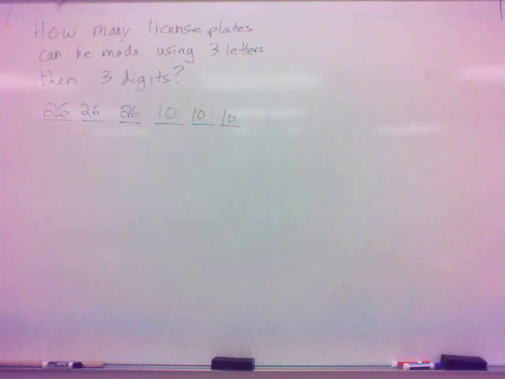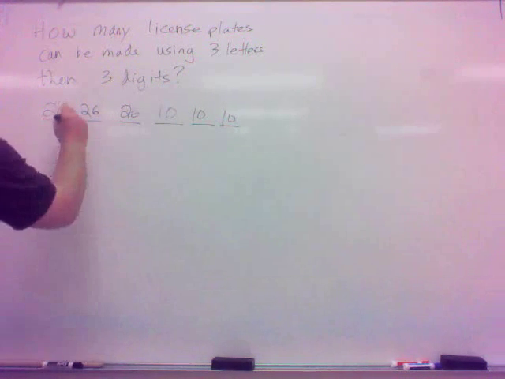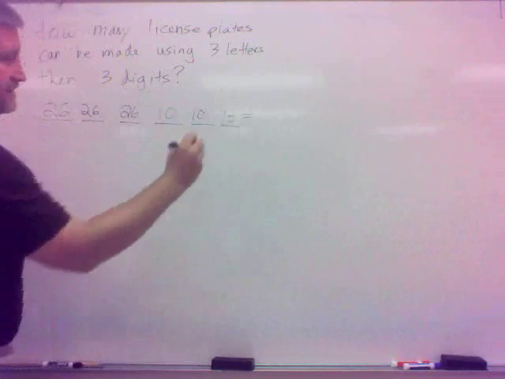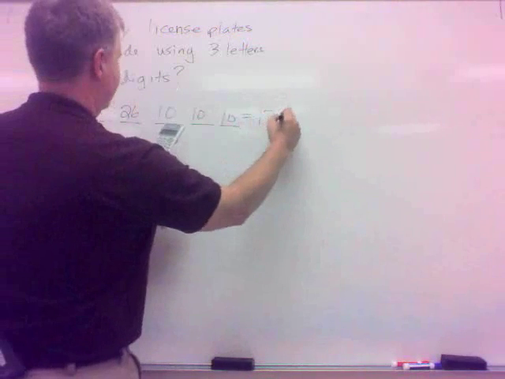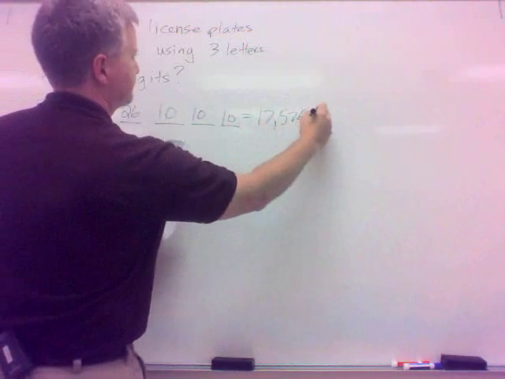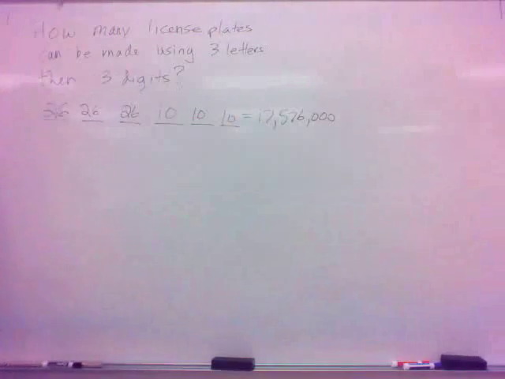So what do we do with that? Multiply it together. So that is a bunch. It's 676 something, isn't it? 26 times 26 times 26 times 10, 10, 10, which is 1,000. Nope, I was wrong. 17,576,000. You can do a lot of license plates. That would cover Missouri pretty well, wouldn't it? Okay.